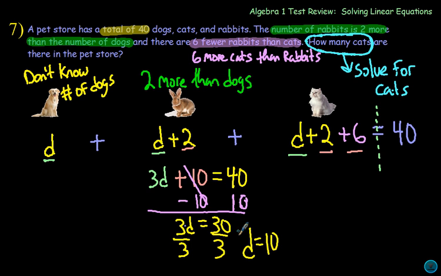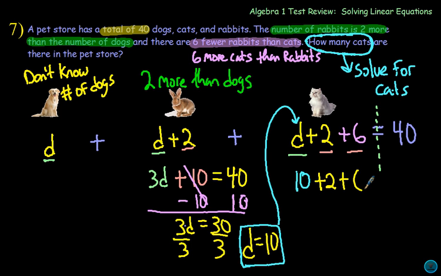So what I would do with that is I would take this 10, because we're saying there's 10 dogs, and I'm going to substitute that in right there. Again, substitute just means to replace. So I'm going to put in a 10, and then I'm just going to write the rest of what's there, so plus 2 and then plus 6. If you added those together, 10 plus 2 is 12, 12 plus 6 would be 18. So the number of cats is equal to 18.